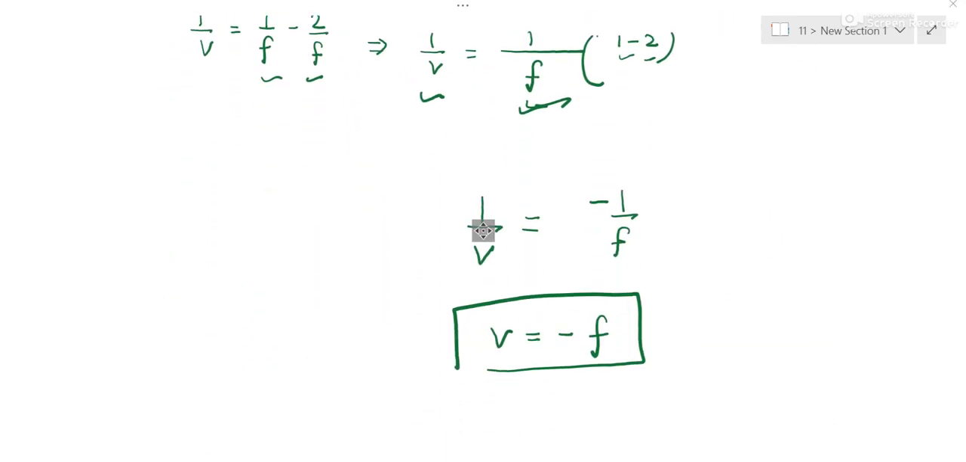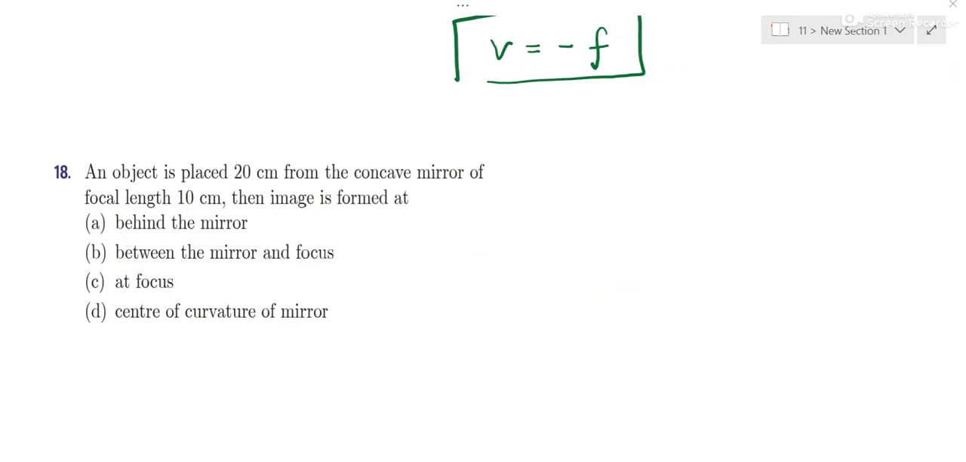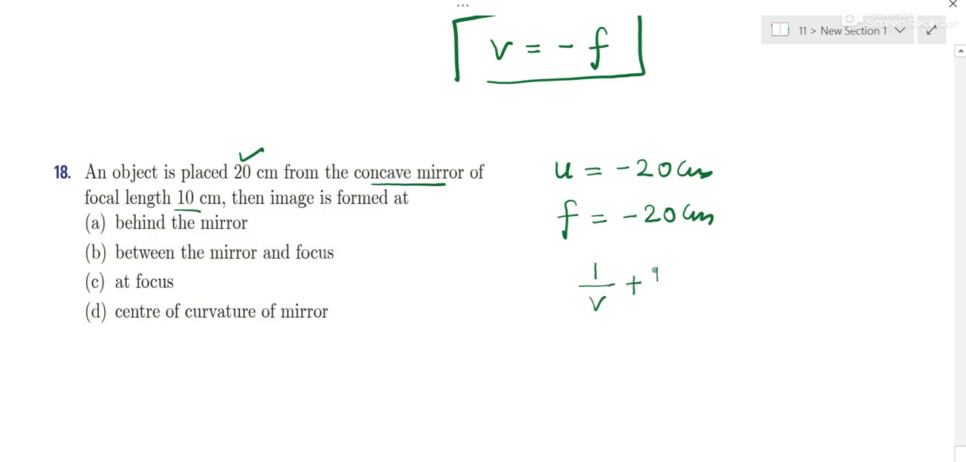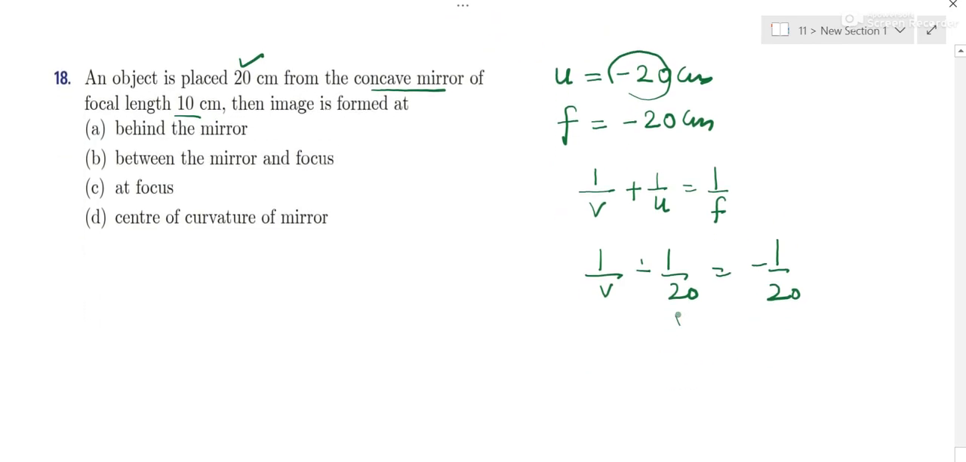Let us get to the next question. You can see here an object is placed 20 centimeter, so it is the object's distance. It is a concave mirror, so the focal length will be negative. It is a mirror, so we will use the mirror formula. Where is the image formed? So 1 by v plus 1 by u is 1 by f. So 1 by v, with this negative sign, and 1 by 20 is equal to minus 1 by 20. This will go that side.